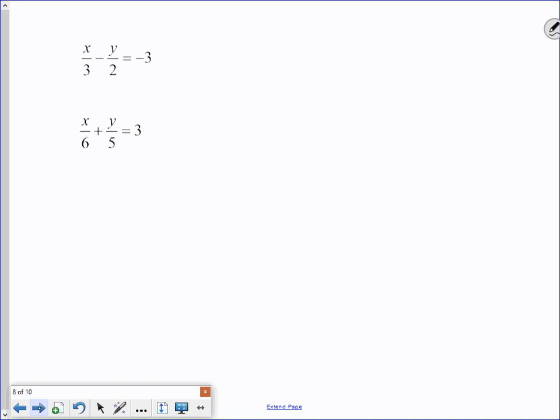So in my first equation here, I've got a 3 and a 2. My common denominator would be a 6. So I want to multiply this equation by 6 on both sides. Every term gets multiplied by 6. So 6x divided by 3 is going to give me 2x. 6y divided by 2 is going to give me negative 3y. And then on the other side, I'm going to have negative 18.